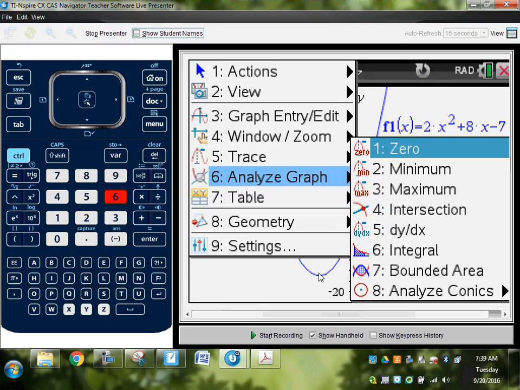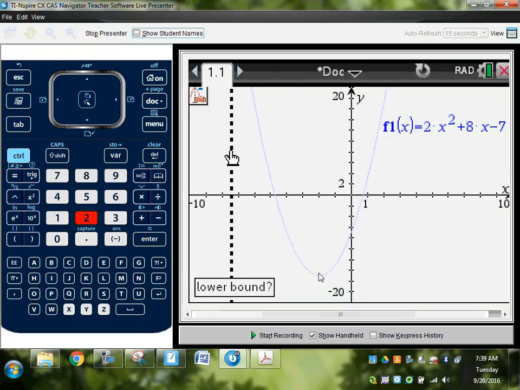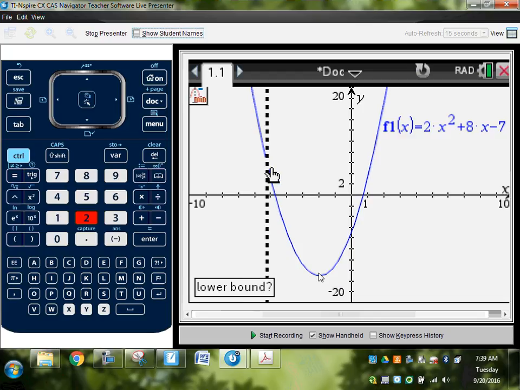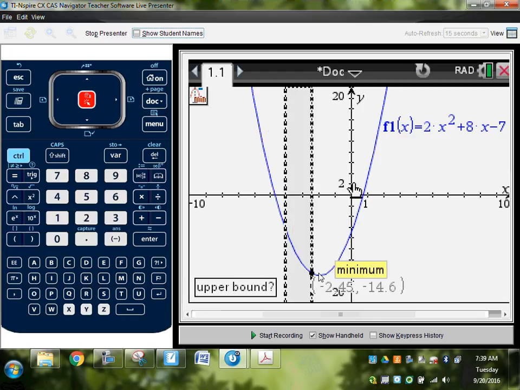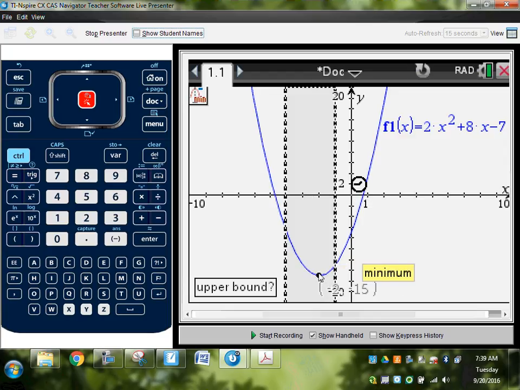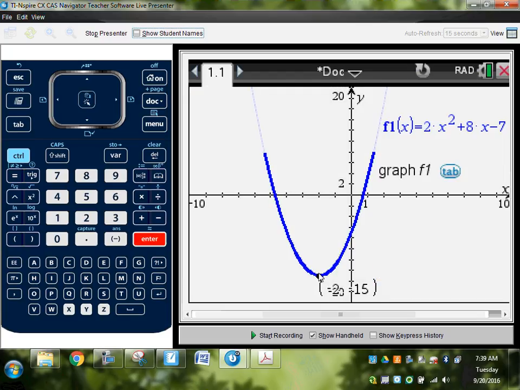Now, am I finding a max or a min to find the turning point on this graph? Min, so that is a 2. And you would go through somewhere, so your pointer is somewhere to the left of it, but nearby, and then you hit enter, somewhere to the right of it, nearby, and hit enter. And what is the lowest point that this reaches? Well, it happens at -2.